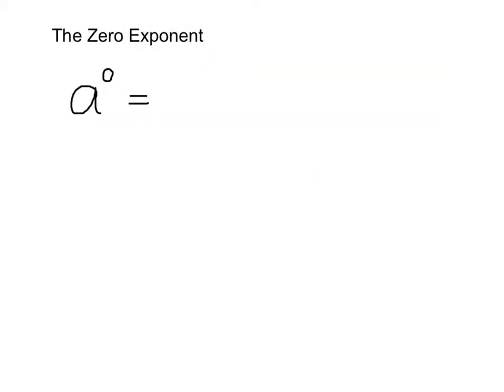The last thing I want to talk about in part 1 of the integral exponent video is the zero exponent. And that is any number to the power of 0 is equal to 1. The only exception to that is if a is equal to 0. So this rule is only true when a does not equal 0.